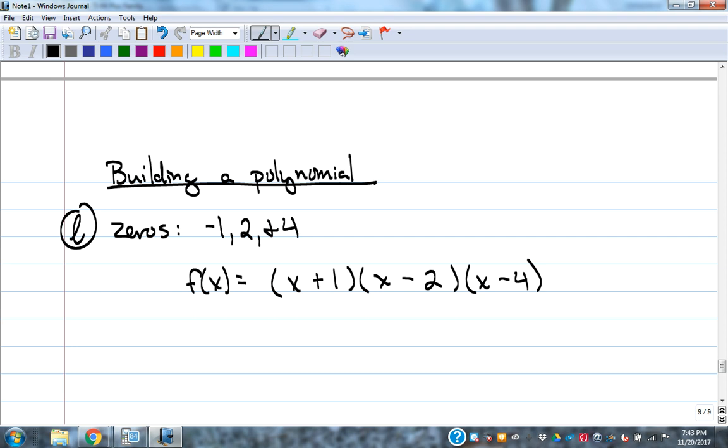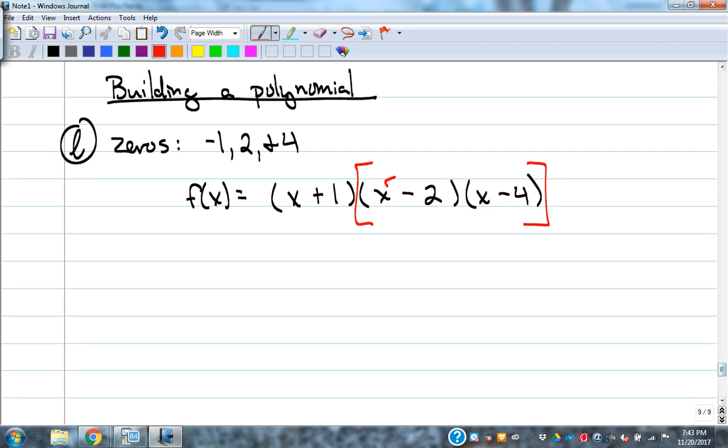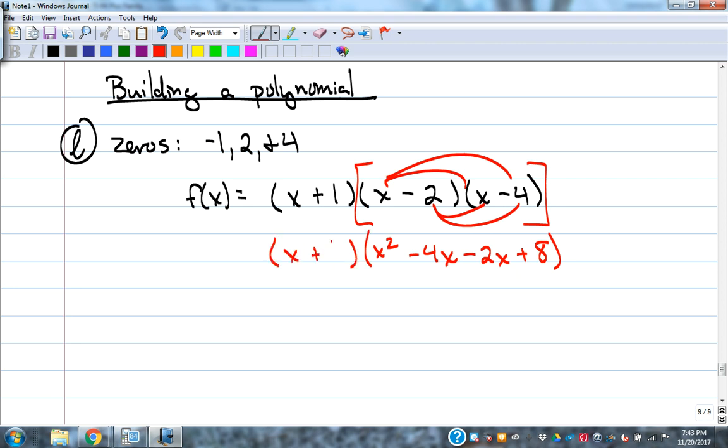So we've got to multiply this thing out. It doesn't matter which two you start with. I'm going to start with these two over here and multiply them together. So it's x times x is x squared. X times negative 4 is negative 4x. And then distribute negative 2x to the x and negative 2 to the negative 4. And still got the x plus 1 hanging out. Hadn't done anything with him yet. And then that becomes x squared minus 6x plus 8.